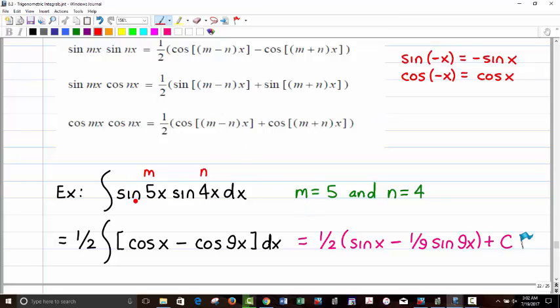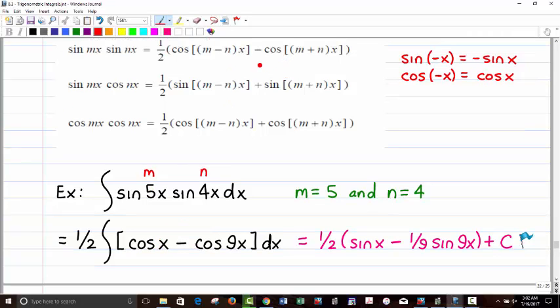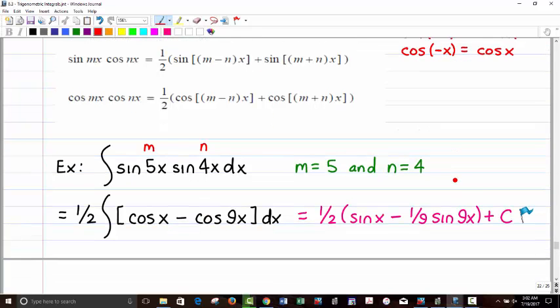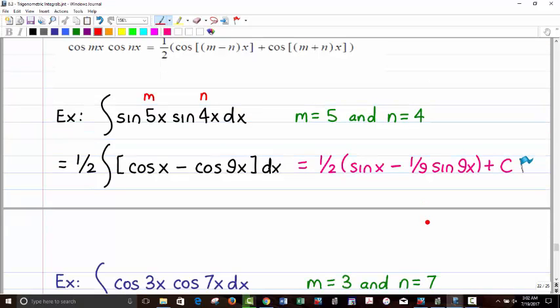So to integrate sine of 5x times sine of 4x, all you have to do is treat it as 5 minus 4 is 1. So you're just integrating cosine of x minus cosine of 5 plus 4, which is 9x. So you just integrate cosine of x, which will be sine of x. The antiderivative of cosine of 9x will be 1/9 sine of 9x. And then, of course, the 1/2 here on the outside from the formula, which you may need to distribute to match your final answer. But I just left it there.